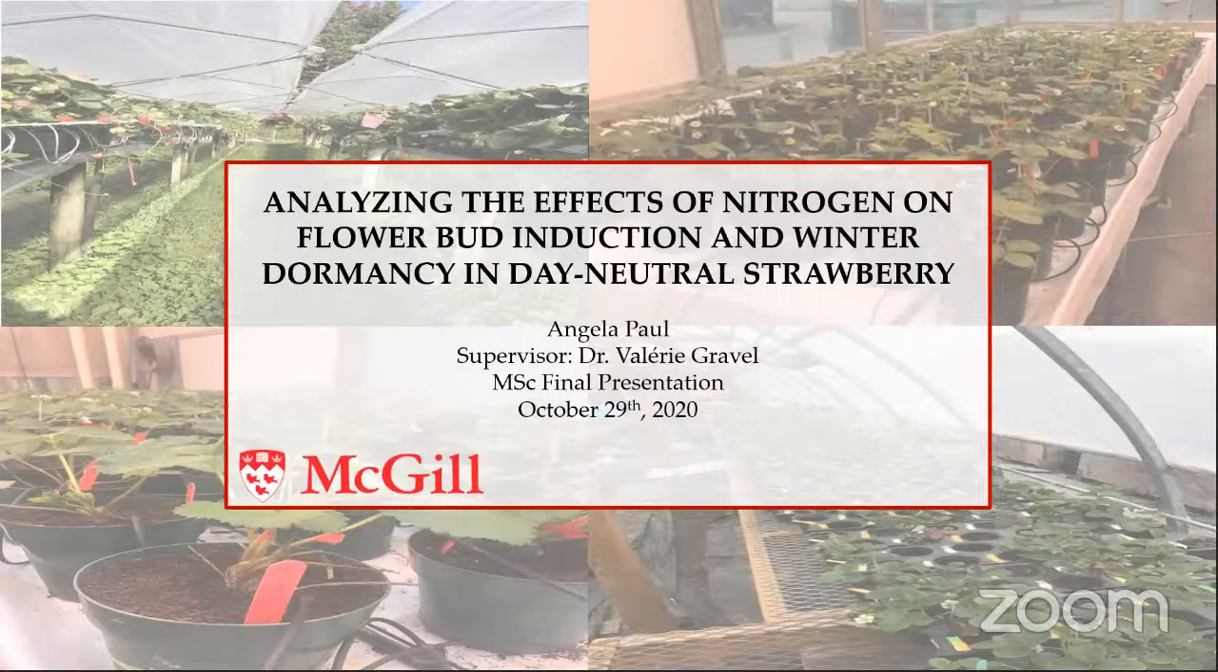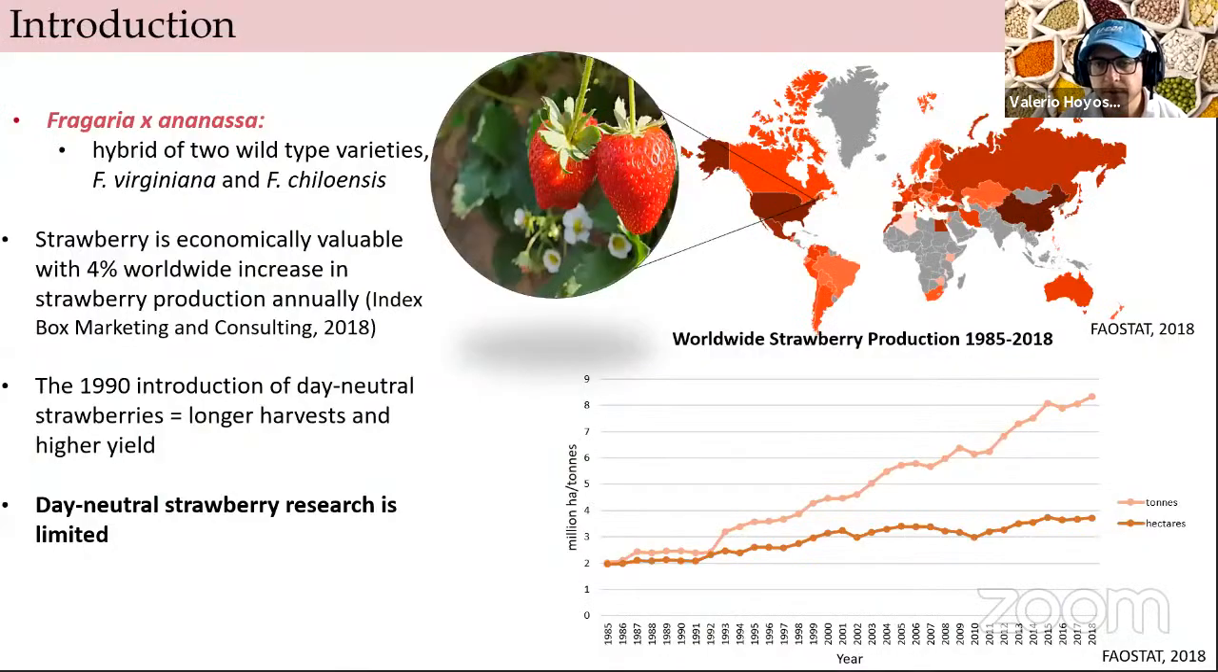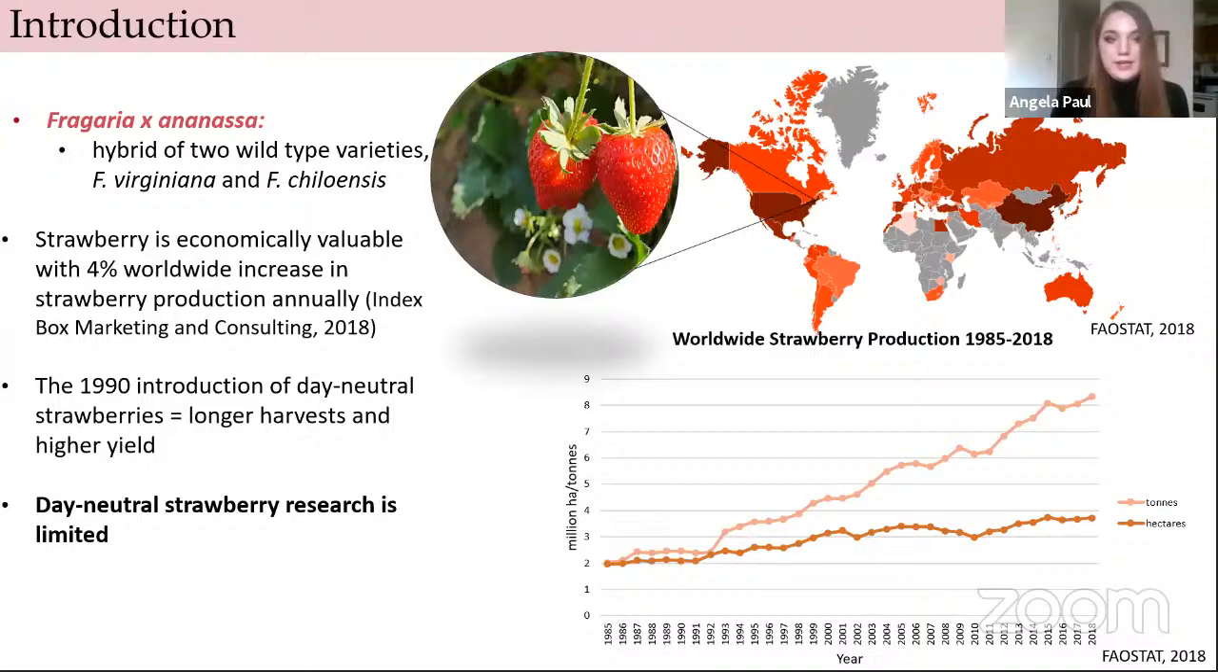Go ahead, Angela. All right, thank you for the introduction. So good morning, everyone. Today I'll be presenting my master's final thesis, like Valeria said, on analyzing the effects of nitrogen on flower bud induction and winter dormancy in day neutral strawberry. So for my project, I looked at cultivated strawberry known as Fragaria x ananassa, which is a hybrid of two wild type varieties, F. virginiana and F. chiloensis, and makes up the majority of all marketed strawberry in the world today.